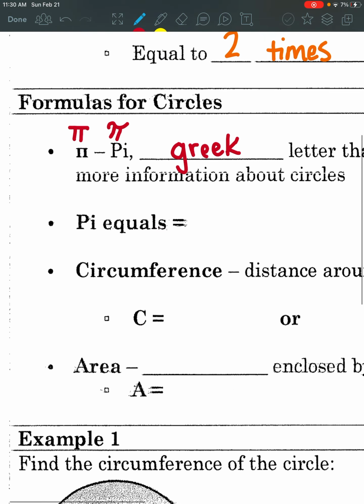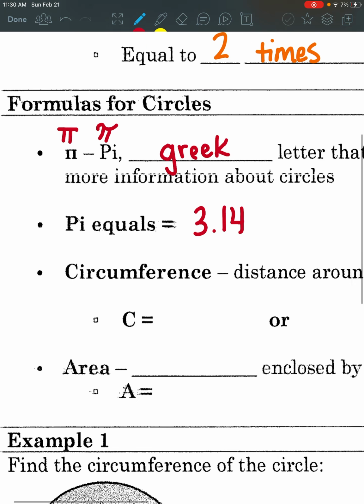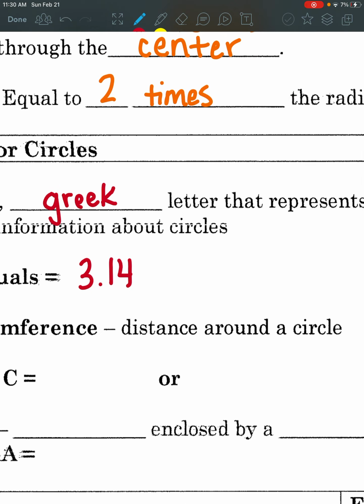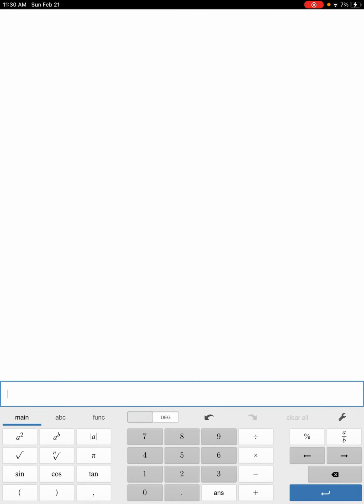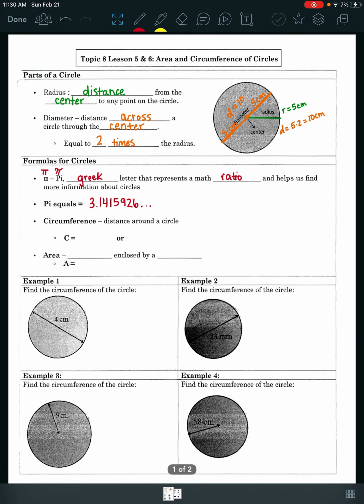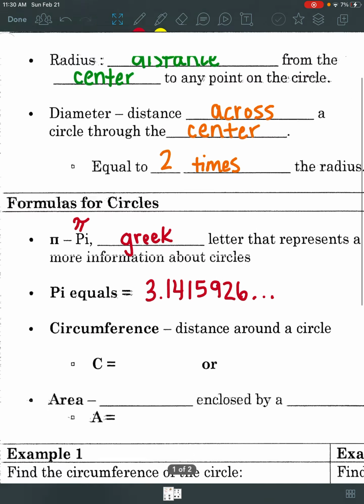So pi equals, you guys probably know it's approximately 3.14, but the actual value of pi goes on and on and on forever. So if you go to your Desmos calculator, you will see a pi button, and if you click it, it gives you a little bit of the number, but this decimal actually goes on and on forever. It never ever ends. So it's an irrational number. So pi equals something similar to that.